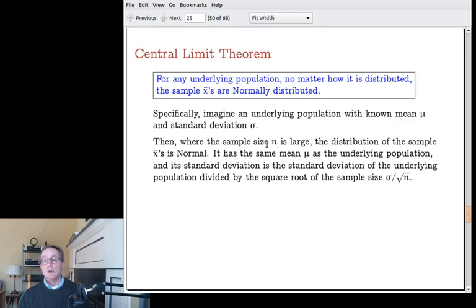So if the underlying population has a mean of 12 and a standard deviation of 4, and you take samples of size 10, then the sampling distribution will have a mean of 12. It'll be centered on 12. And the standard deviation will be 4 over square root of 10.